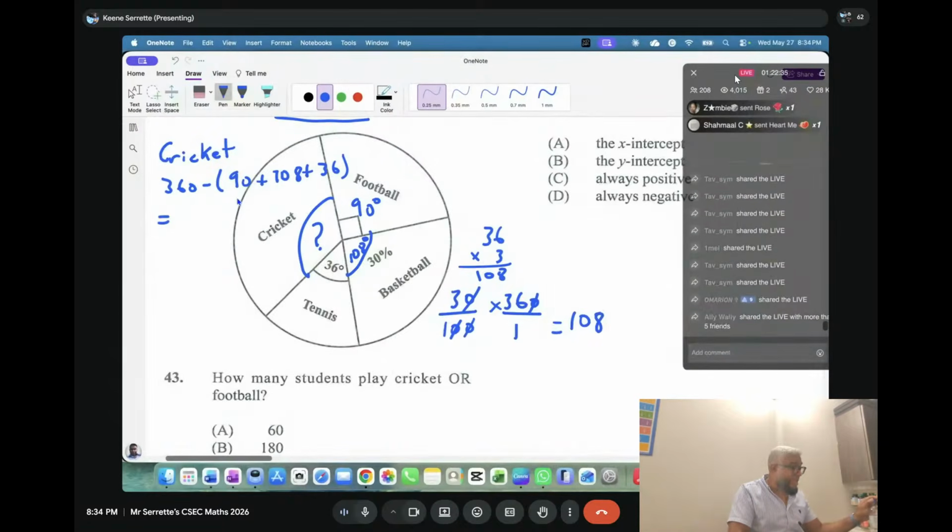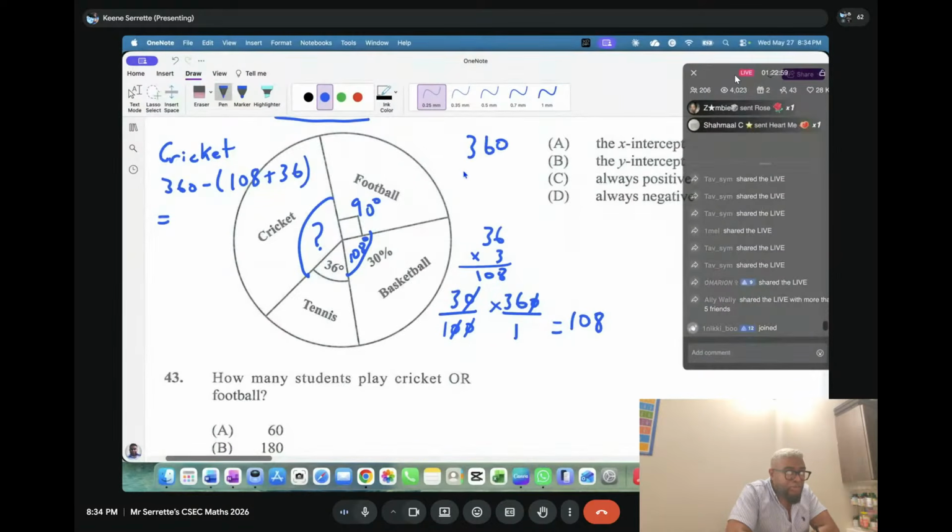And that's still not the final answer there. Or you know what I could do? What's an easier working I could do? I could just do 360 minus, because we're trying to find football and cricket, right? So I could just do 360 minus 108 plus 36. How many degrees will this be?